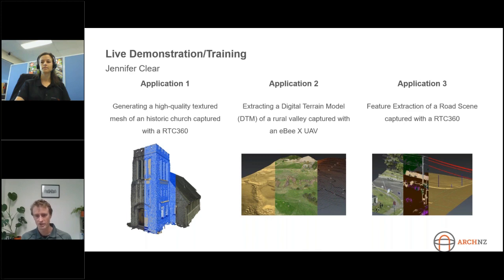And then in application number 2, this is a UAV data set captured up in Marlborough with an EBX, a fixed wing drone. The data was processed in Bentley's ContextCapture software and a point cloud exported for use in 3DR. And then finally, we have a road scene captured again with an RTC 360 to show the power of feature extraction within Cyclone 3DR.